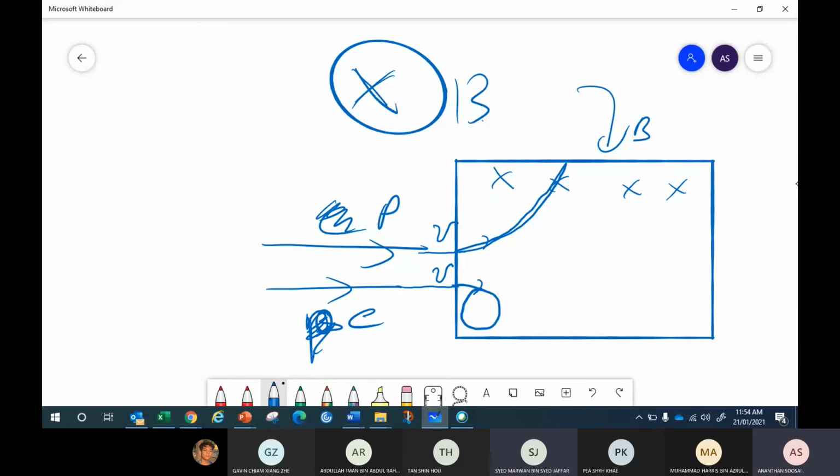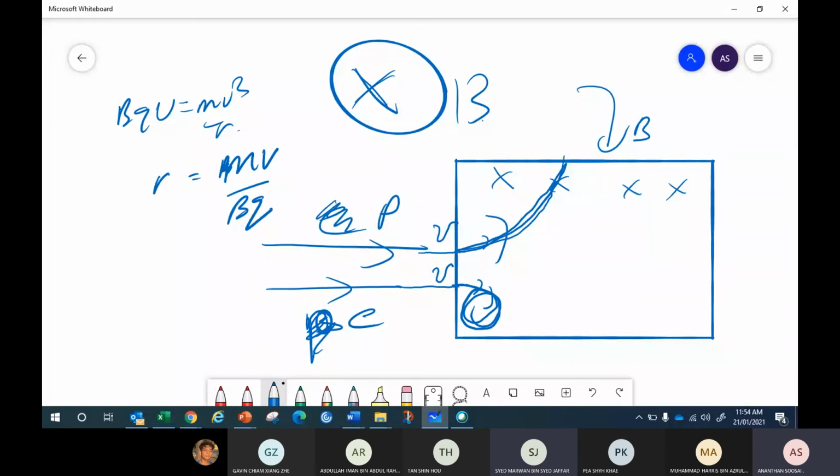So the electron makes a small circle. Proton makes an arc of a circle because the radius is quite big. So therefore, this is the pattern you have to draw. Because BQV equals mv squared over r, so r should be what? r is mv over BQ. So proton has a big mass, and big mass will yield a big radius. V, B, Q all same. So proton makes a big circle.